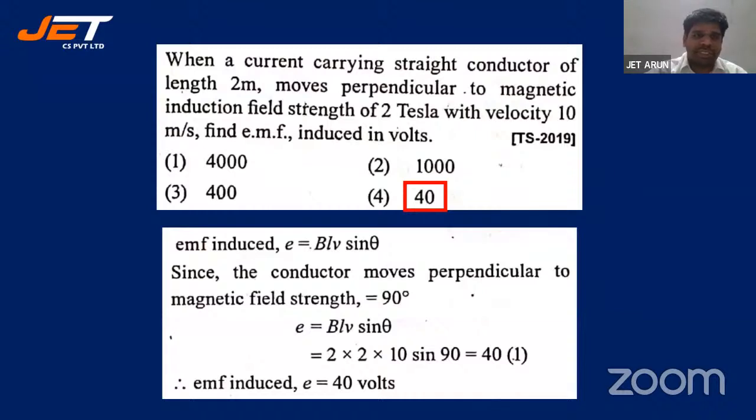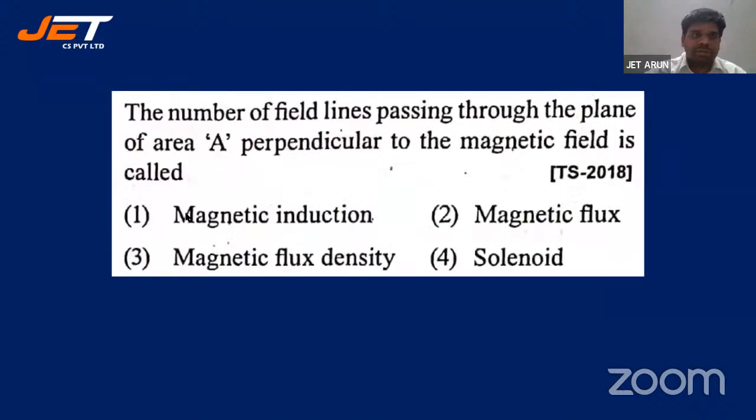All right, let's go for the next one. Number of field lines passing through the plane of area A perpendicular to the magnetic field is called magnetic induction, magnetic flux density, solenoid.